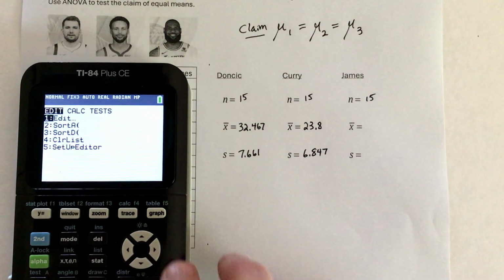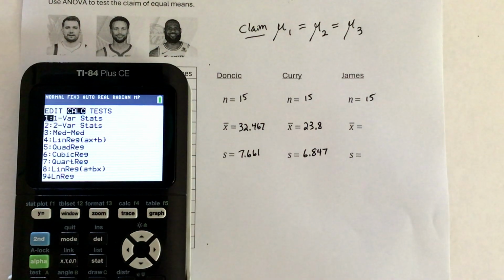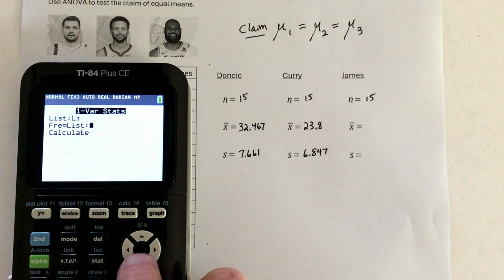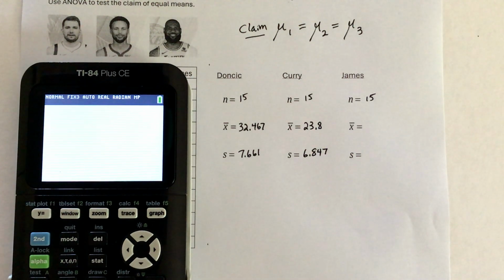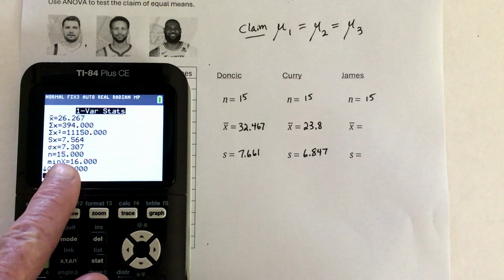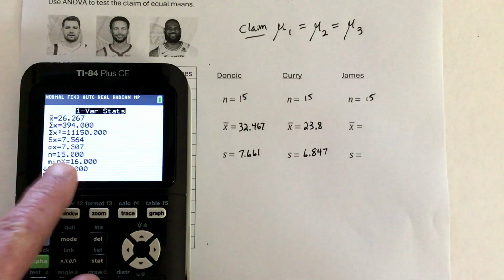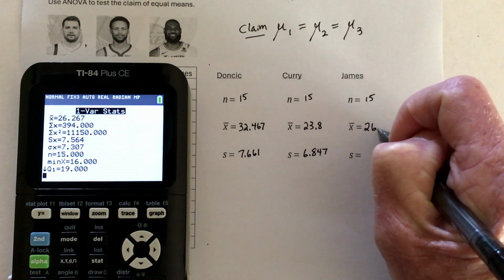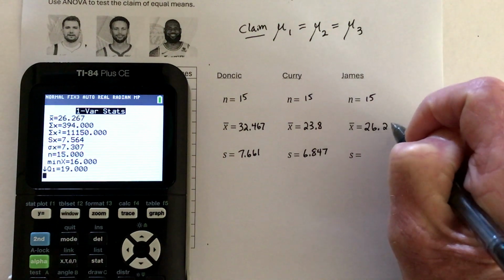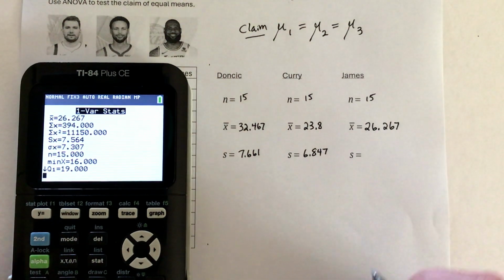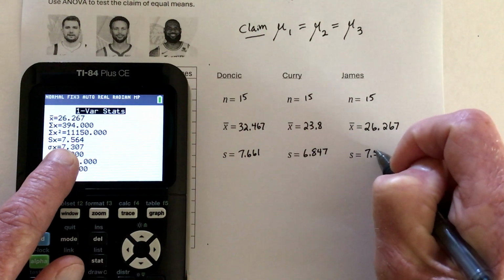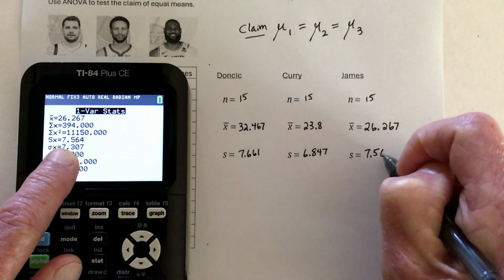And then for LeBron, so calculate the 1 variable statistics, put second 3, and then calculate. And that, sure enough, is also 15 basketball games. And he averaged 26.267. And S is equal to 7.564.